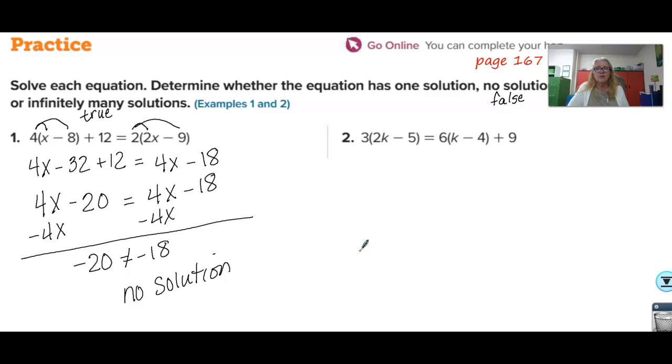These two lines, if you graphed, no, I don't want to say that. Never mind. I don't want to go there yet.